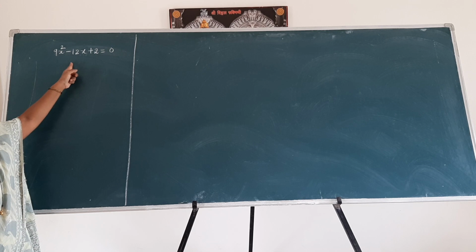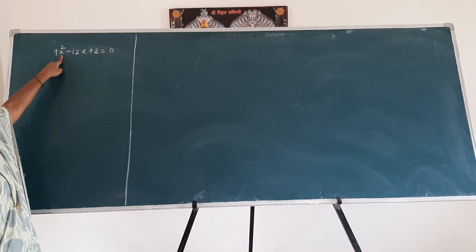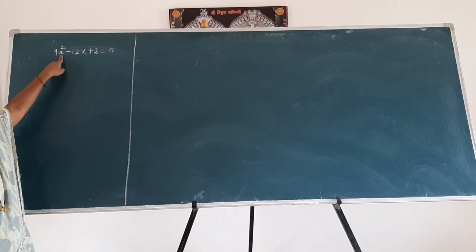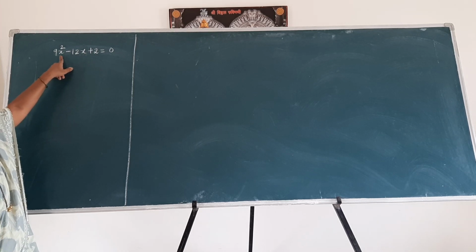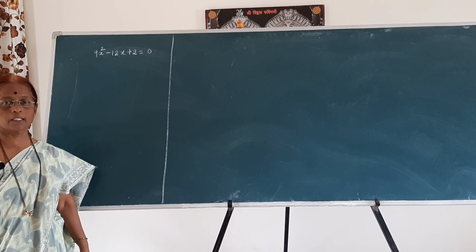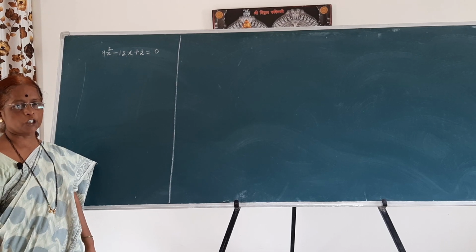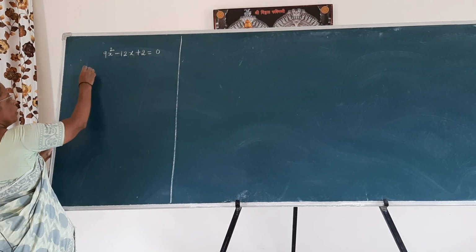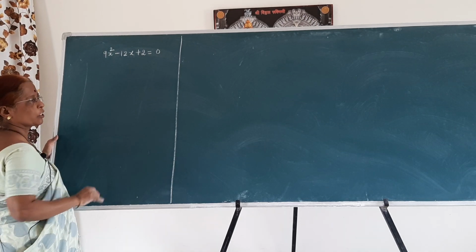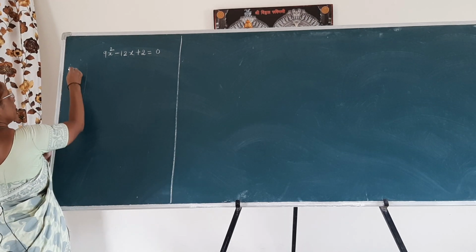Why is it quadratic? Because the first term of this equation is a square term. If any equation contains a square term, then this equation is termed a quadratic equation. Now we have to solve this quadratic equation by the completing square method.